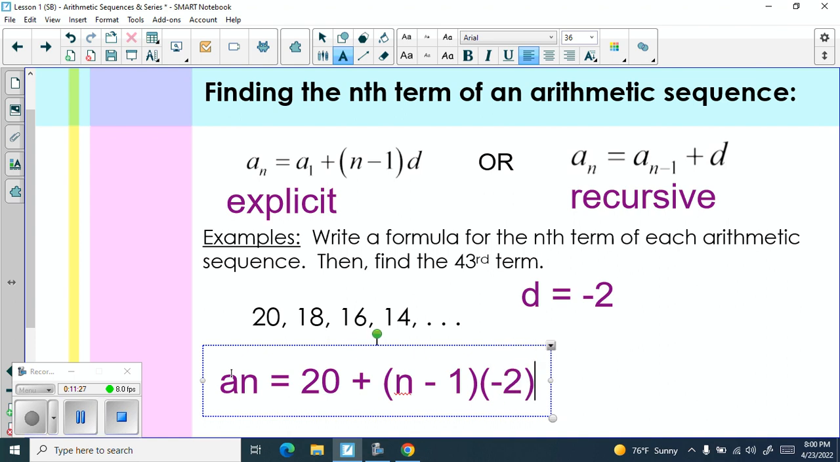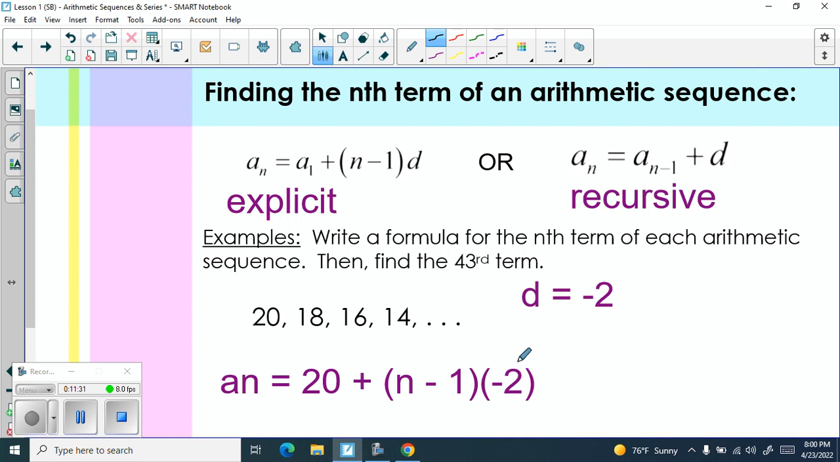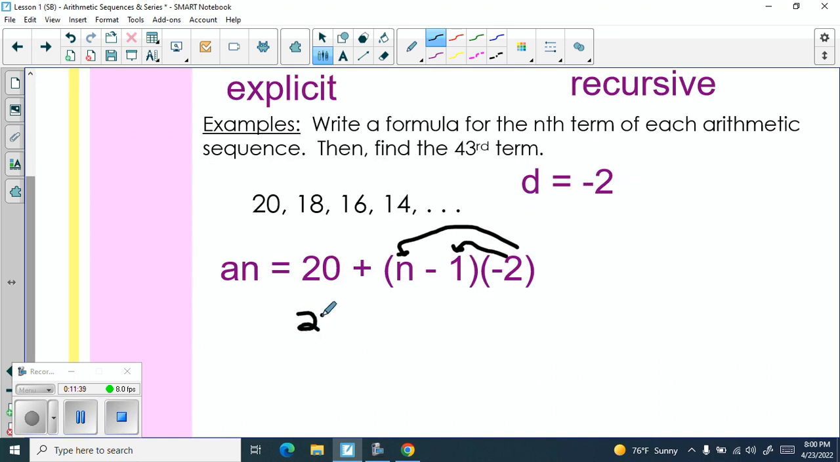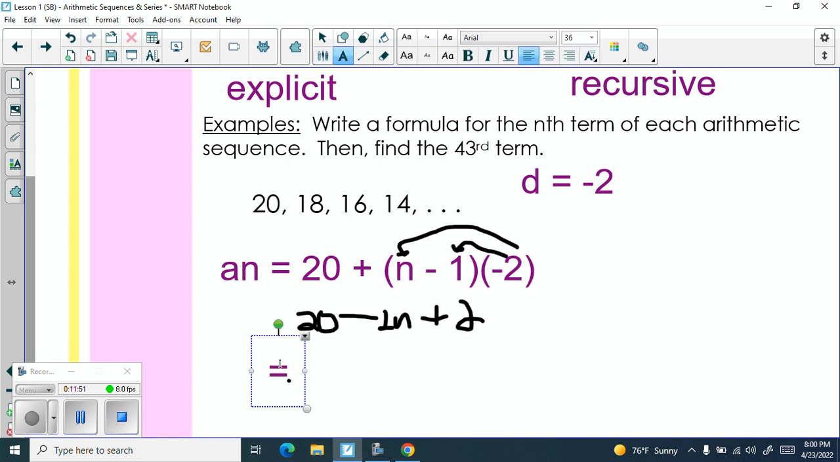It's perfectly fine to leave your formula like that. If you wanted to condense it and make it a little bit prettier, you could distribute your -2 through. So that would get me 20 and then minus 2n plus 2. And then I could combine the 20 and the plus 2 to get 22. So my formula would end up being 22 minus 2n, or -2n plus 22.